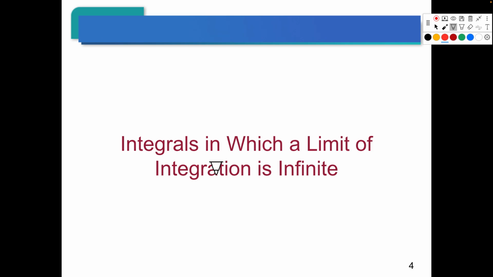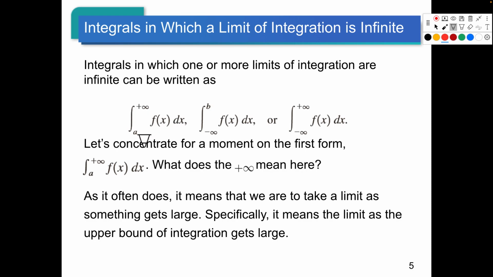So what does that look like? We're either going from some starting point to positive infinity, or we're coming from negative infinity up to some endpoint, or potentially infinity in both directions. What this infinity means is that the variable gets very large.